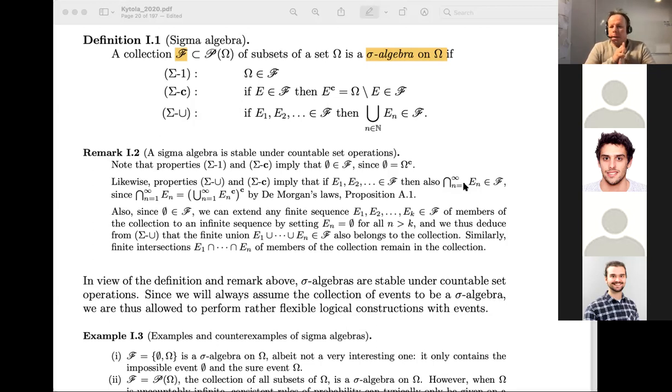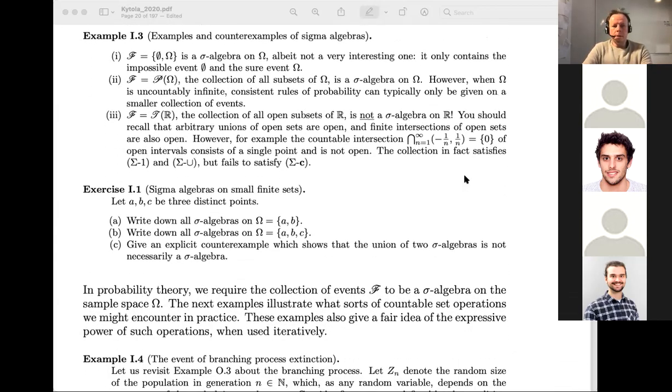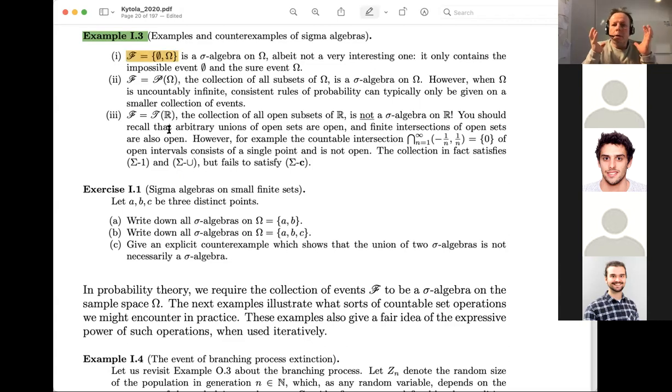To be sure, let's look at two examples of sigma algebras. So the first one that we will look at is here. Let's look at this example, the first example. Let's define F to be the collection of two sets, the empty set and the full set, nothing else. Extremely trivial. Is that a sigma algebra?